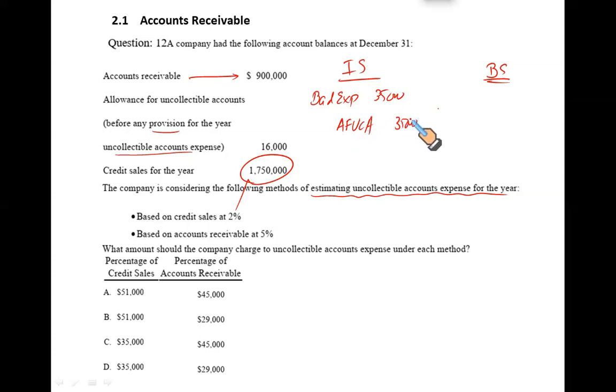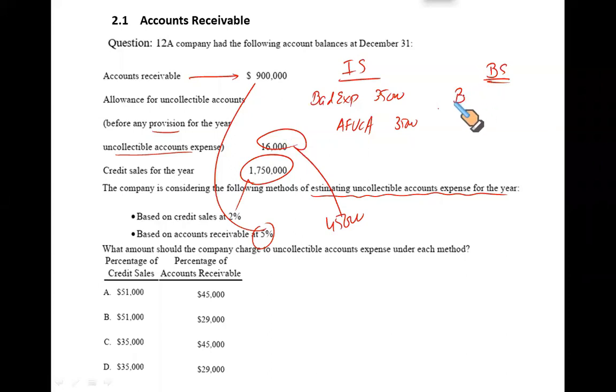What about the balance sheet? In the balance sheet approach, you take 5% of your receivables. There is a 900,000 times 5%. It's going to be 45,000. So that means if I need $45,000 as a balance in my allowance, and for this we already have 16,000 available. That's what we do in the balance sheet approach. If we need a $45,000 balance in allowance, 16,000 is already available. That means we are going to charge 29,000 only.